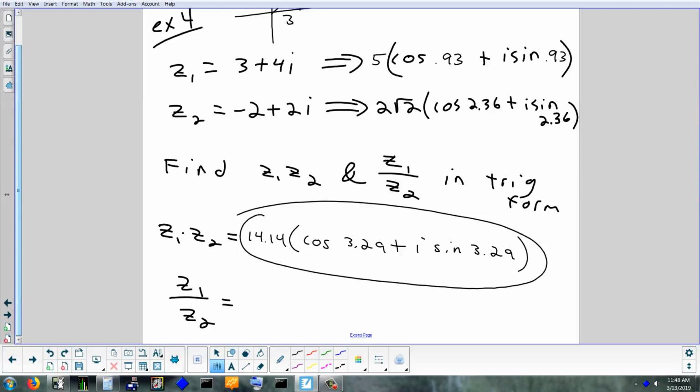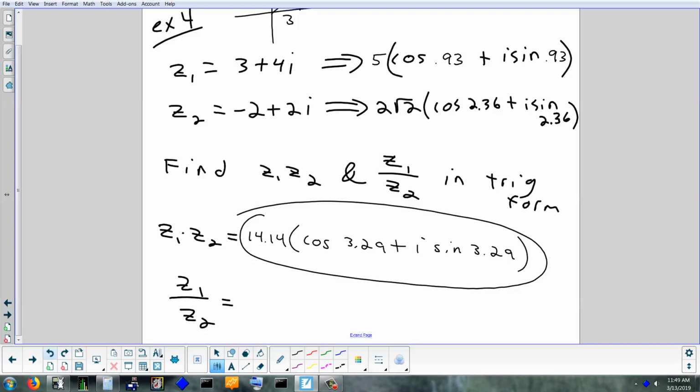If they say leave the answer in trig form, which they did here, you stop there. If they said standard form, the last thing you would do is distribute that out and use your calculator. 14.14 times cosine 3.29, write it down. 14.14 times sine 3.29, and then write that down. But they did not say standard form.